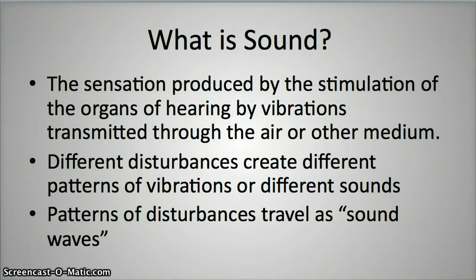And so to explain that more, the next part here says different disturbances create different patterns of vibrations or different sounds. So one sound wave is going to be different than another, and each one of these disturbances creates a different pattern of vibration which causes a different sound. So a bass drum, the sound wave or pattern of vibration that that would create would be a lot different than, say, a bell chiming or a human voice or an airplane, and on and on and on. They're all unique. And the last thing here is these patterns of disturbances are known as sound waves. They travel as sound waves.